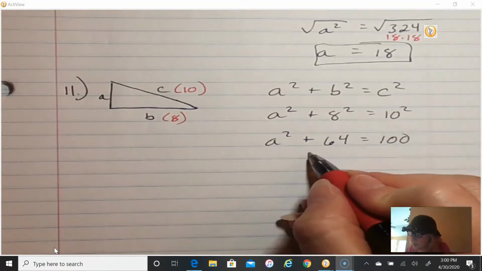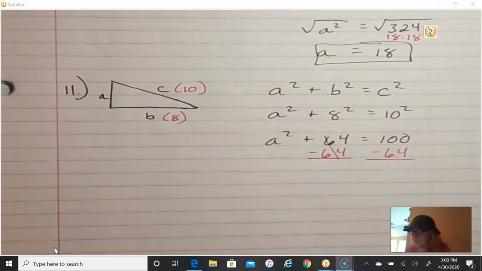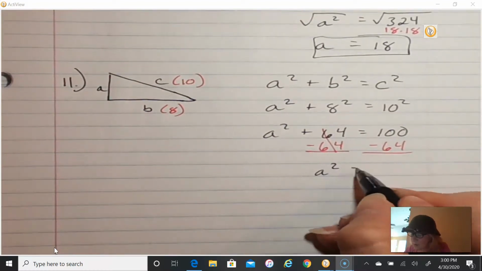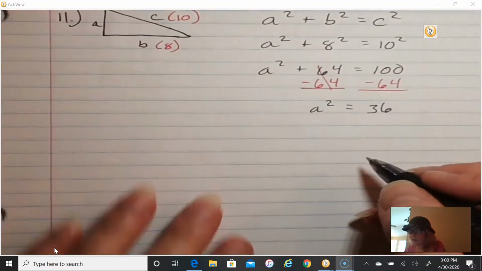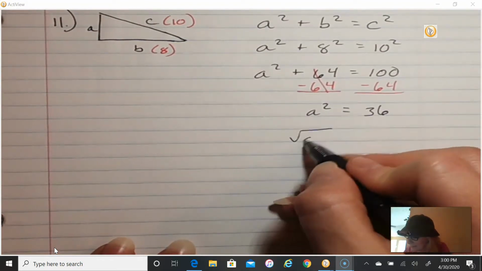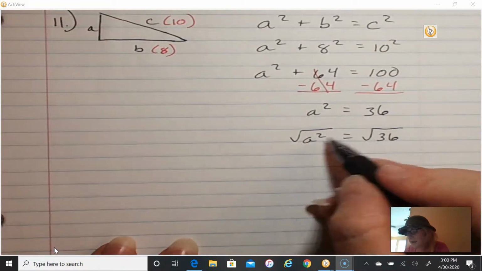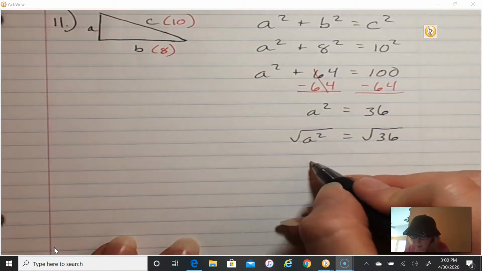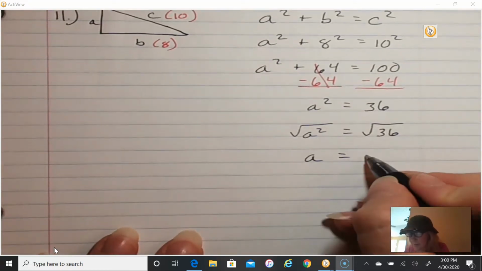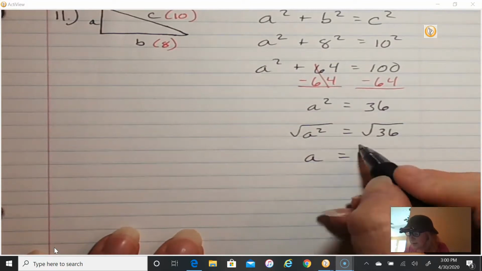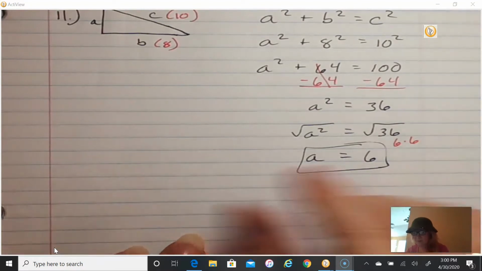Have to isolate the variable. Get everything on one side. I'm left with A squared equals 36. Okay, we have to take it out of the perfect square. Take it out of the square root. So we have to square root both sides. Square root of 36, it's a perfect square. It is just 6 because 6 times 6 is 36.